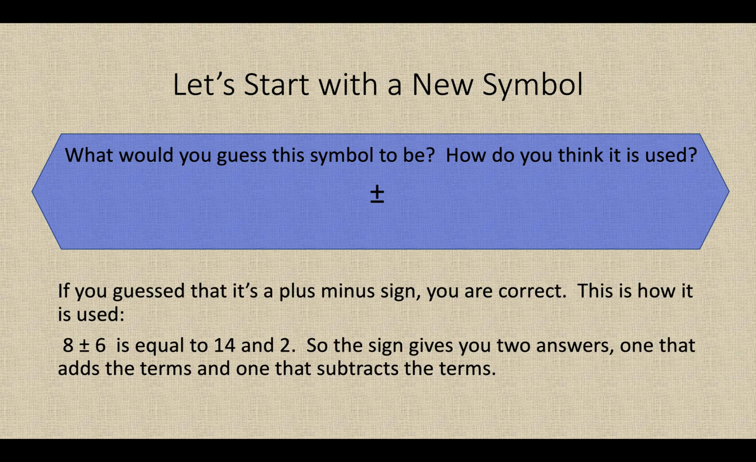So if you guessed that it's a plus minus sign, you are correct. And this is how it's used. 8 plus or minus 6 is equal to 14 and 2. So the sign gives you two answers, one that adds the terms and one that subtracts the terms. So it is just a plus and a minus together. That's all it is.